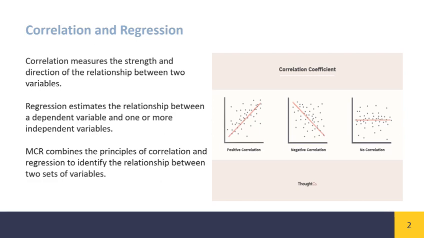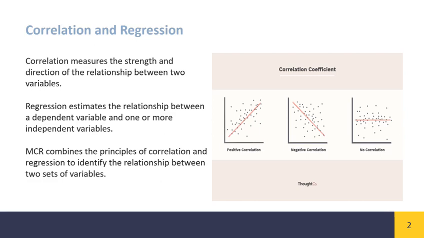Some properties of Spearman's rank correlation coefficient: the value of rho lies between plus 1 and minus 1. If rho is 1, there is complete agreement in the order of the ranks, and the direction of the ranks is the same. If rho is minus 1, there is complete disagreement in the order of the ranks, and the direction of the ranks is opposite. These are the properties of Spearman's rank correlation coefficient.